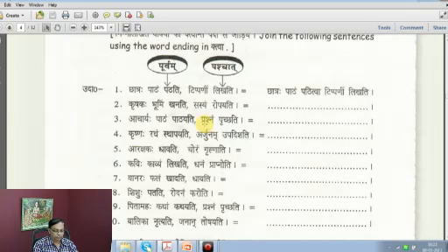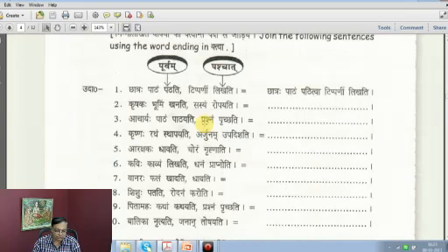Fourth one, Purvam Krishna Ratham Sthapayati, Paschat Arjunam Upadishati. This is a sentence based on Bhagavad Gita. Purvam Krishna, Bhagavan Sri Krishna, Ratham Sthapayati. First, Krishna stops the chariot. Later, he instructs Arjuna. Arjunam Upadishati. So we connect now. We change the Sthapayati into Sthapayitva. Purvam is not necessary. Krishna Ratham Sthapayitva Arjunam Upadishati.